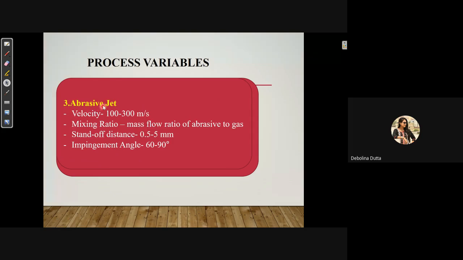Now see, abrasive jet means when the abrasive is mixed with the gas. Now see, the velocity is reduced to 100 to 300 meter per second. Can anybody tell me why? Because I introduce the gas with a velocity of 500 to 700 meter per second. Whenever I talk about the abrasive jet, the velocity is reduced to 100 to 300 meter per second. Why does this happen?